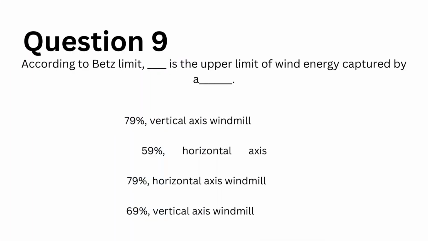Question 9. According to Betz's limit, dash is the upper limit of the wind energy captured by a dash. Options: 79% vertical axis windmill, 59% horizontal axis windmill, 79% horizontal axis windmill, 69% vertical axis windmill. And the right answer is 59% horizontal axis windmill.